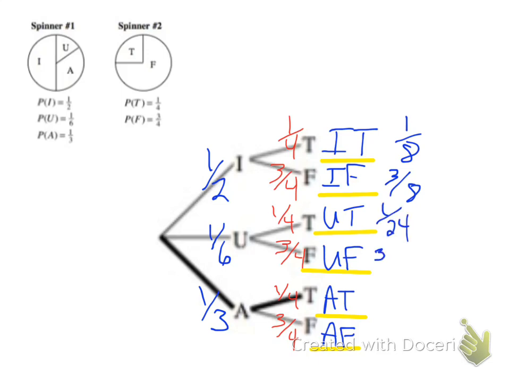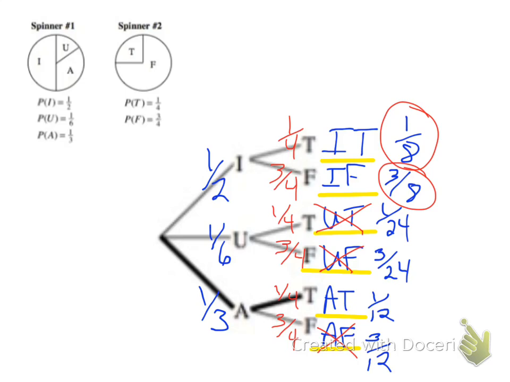UF is 3/24. AT is going to be 1/12. And AF is going to be 3/12. Since in this problem I'm only concerned with the ones that make words, I can cancel out a couple of these. I do not want that one, I do not want that one, I do not want that one. So my probabilities of winning are 1/8, 3/8, and then 1/12.